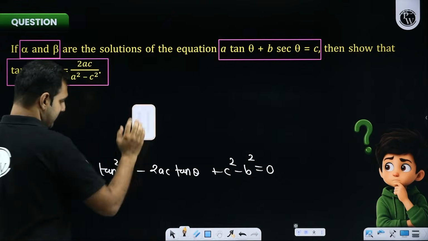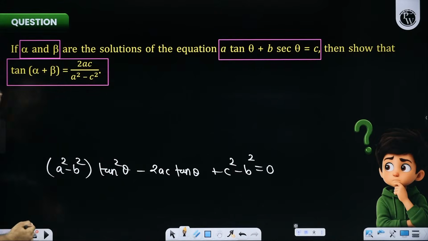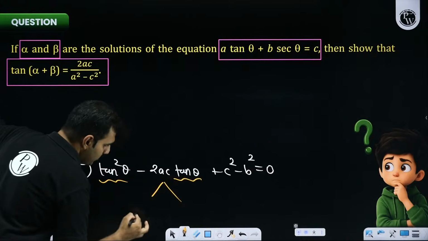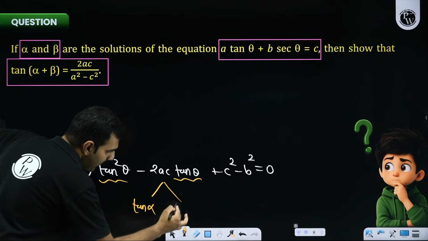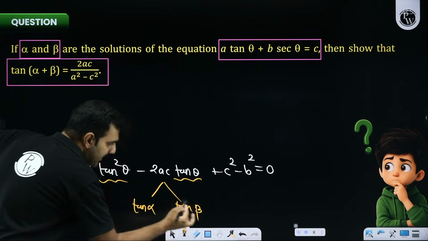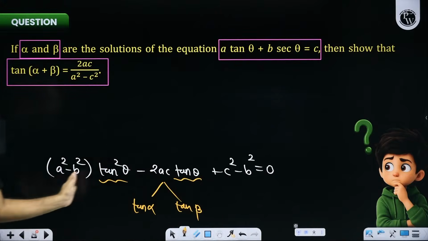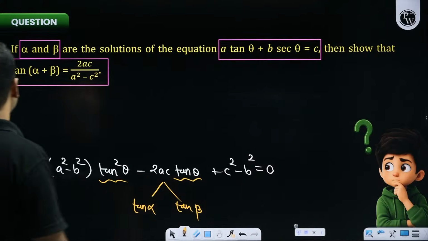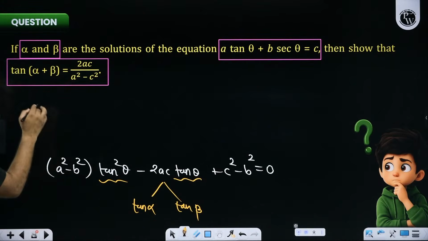Then what do we do next, sir? I'll say we were told alpha and beta are the solutions. So this is a quadratic in tan theta. So solutions will be tan alpha and tan beta, because theta can be either alpha or beta. So for this quadratic, solutions will be tan alpha and tan beta. Did you all get this? So can you help me with some of the roots?